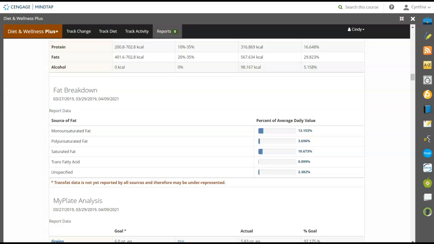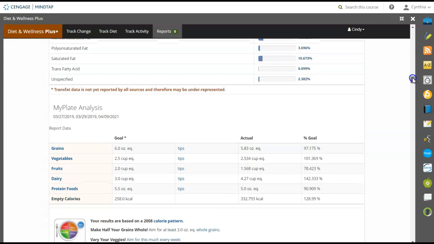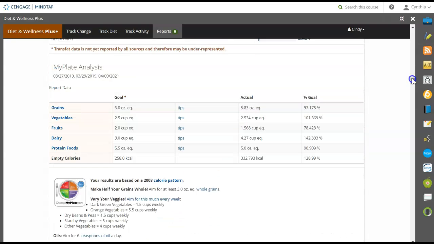Welcome back. So we've finished up now with how to read the fat breakdown, and we're going to move to the next section of this gigantic report that is your 3-day average, and we're going to look at the MyPlate analysis report.